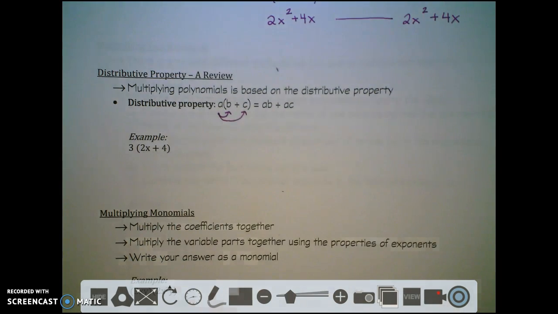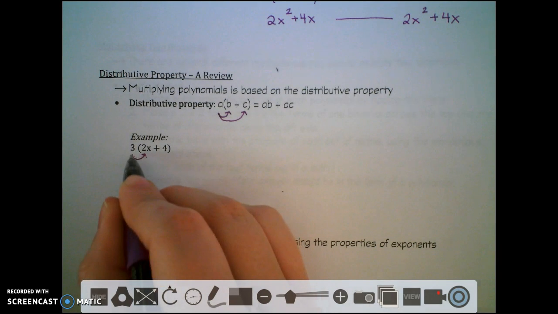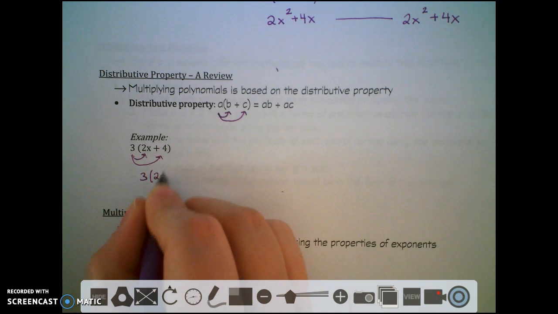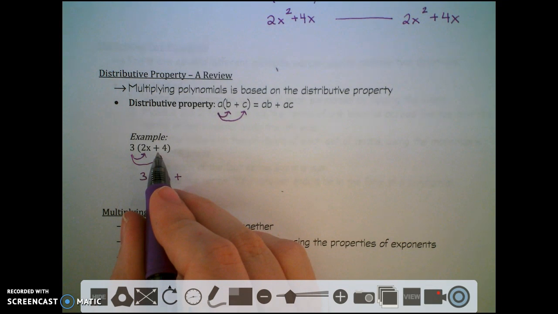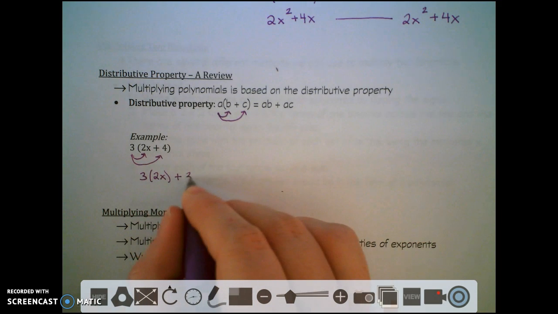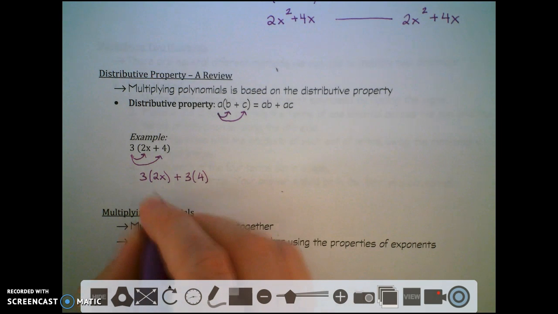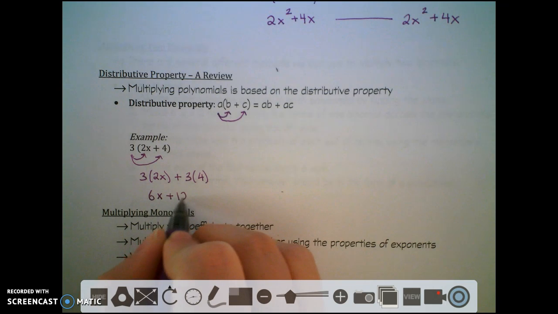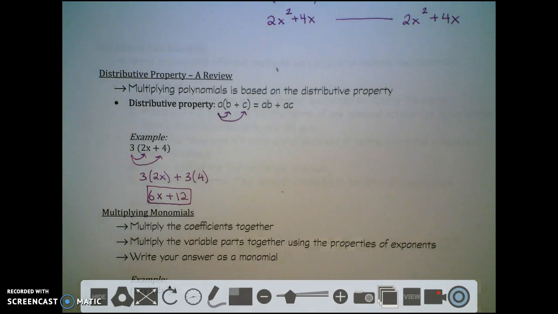So if we are looking at this example here, we're going to distribute that 3 through our parentheses. So we get 3 times 2x plus, and I use plus here because I have plus here. So I have 3 times 2x plus 3 times 4. And then I'll simplify this. 3 times 2x is 6x. 3 times 4 is 12. So there's my answer, 6x plus 12.